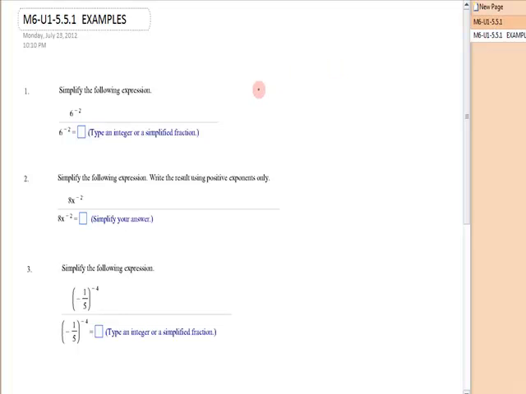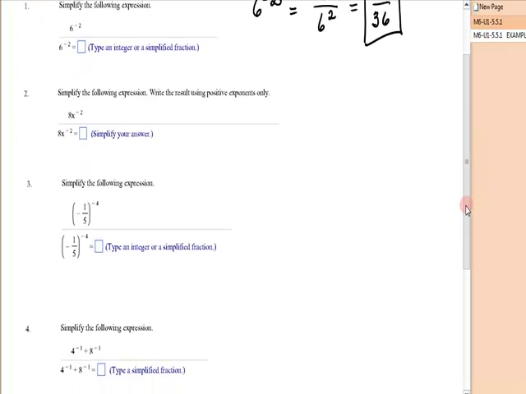So let's look at using this rule for negative exponents, which says move me. The first one says simplify 6 to the negative 2. Well, negative exponent says move me. It's going to be 1 over 6 to the positive 2. Raise that to the power. That's 1 over 36. And it says to type an integer or a fraction. Okay, next one.